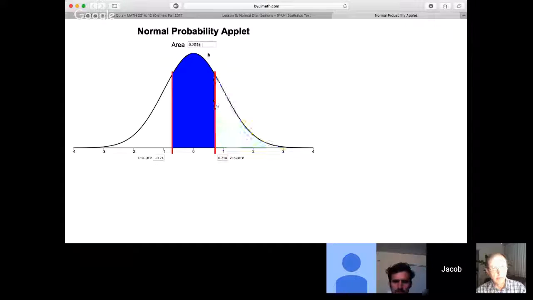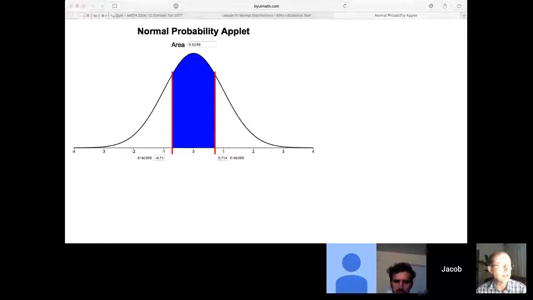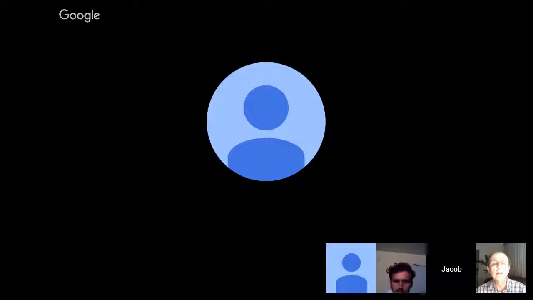Right. We click 0.7624. You click on this side, it goes down to 0.5248. You're rounding it to 3 decimal places, so that's why it's 0.525. Yeah, the middle would be 0.525, because that's between the values of 0.6 and 0.7. The positive 0.714 is 0.76, and the negative 0.714 is 0.24, and we're between those, so that is that number.